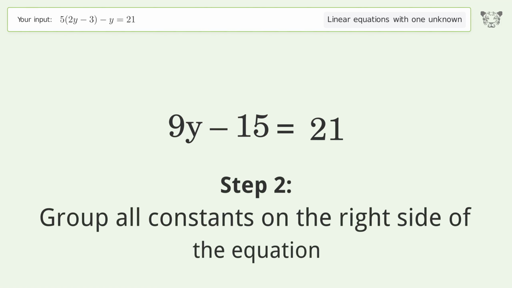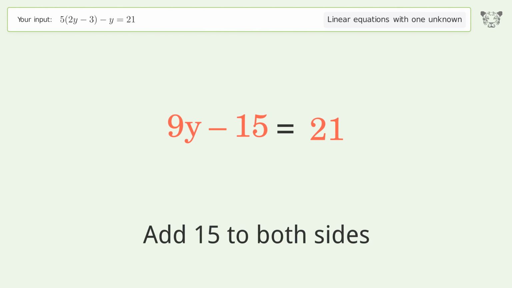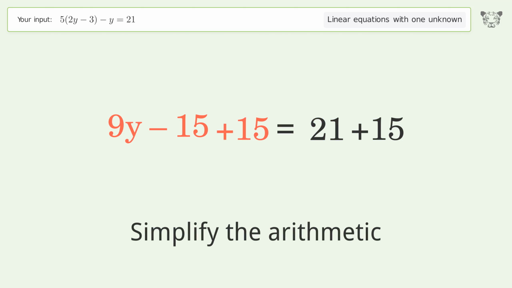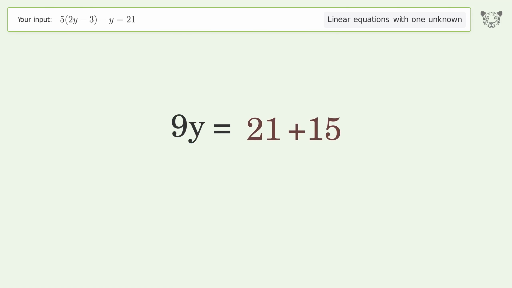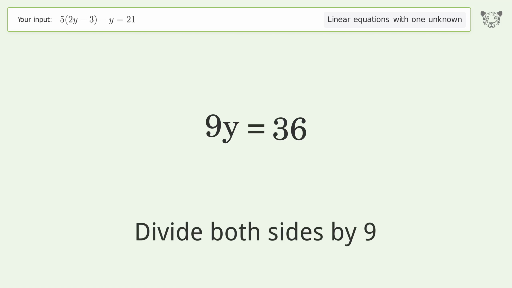Group all constants on the right side of the equation. Add 15 to both sides. Simplify the arithmetic. Isolate the y. Divide both sides by 9.